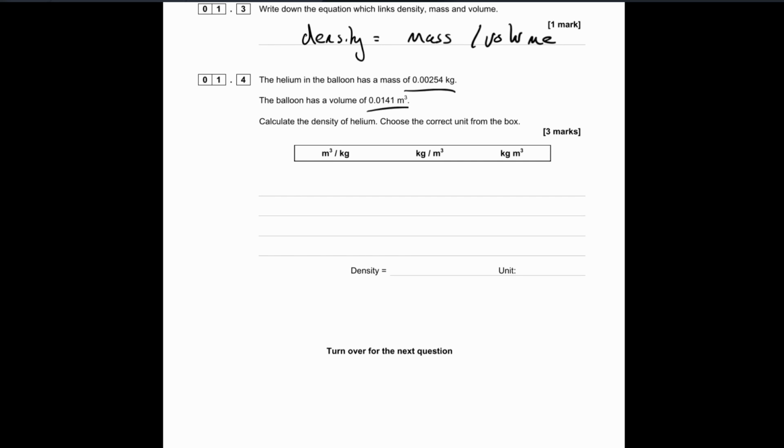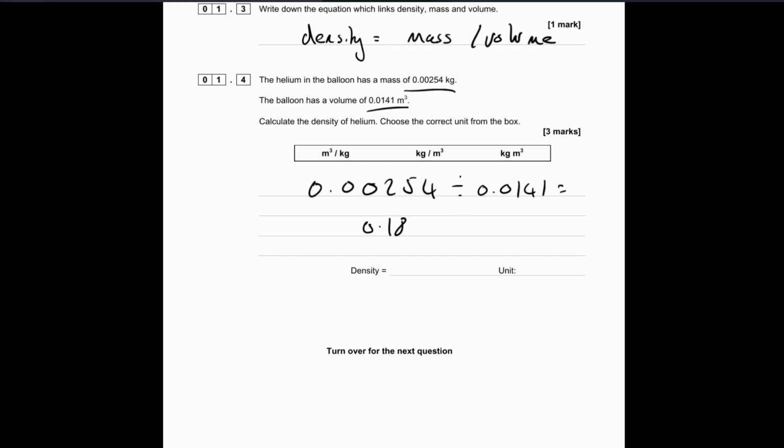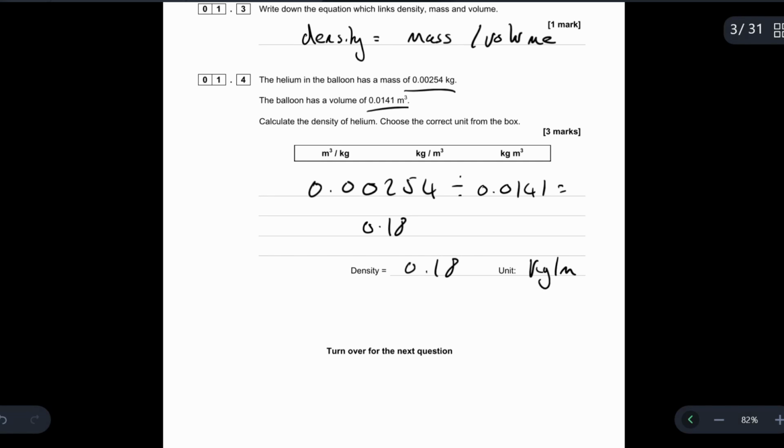And so the formula is given to us at the top here. So we've already done that in the previous part. So the density equals the mass over volume. So mass is 0.00254 kilograms. And you just got to divide that by your volume, which is 0.0141 meters cubed. And if you put that into your calculator, you should get 0.18 if you round that off. And so our answer is going to be 0.18. And for the units, it's going to be your kilograms per meters cubed. So you can write that in like that.